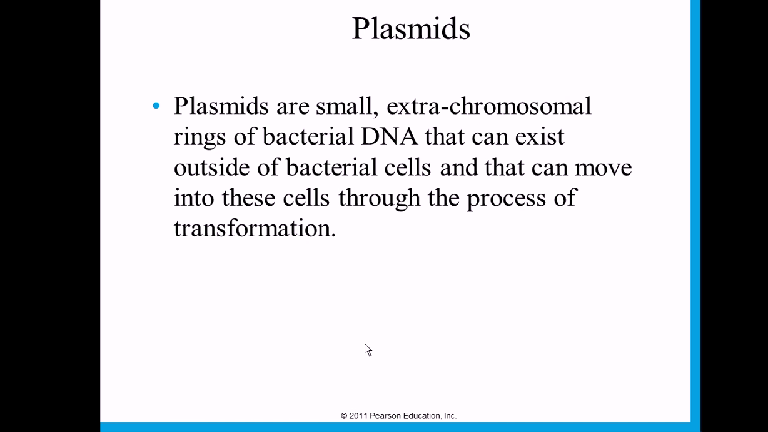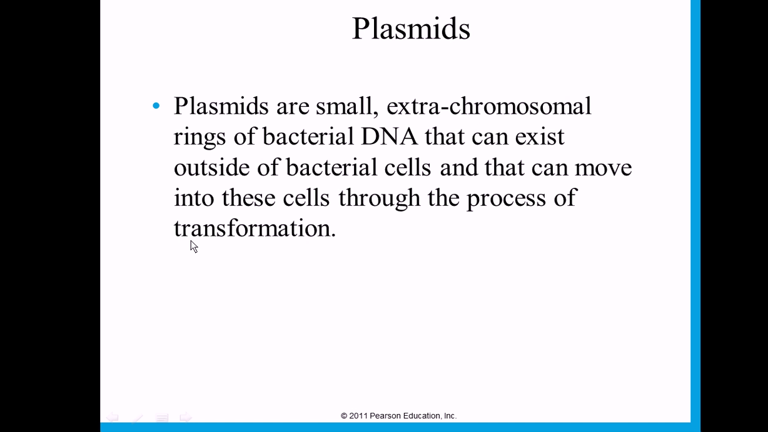Now the next term we need to know is plasmids. Plasmids are also present in bacteria. If you remember, bacteria are prokaryotic organisms, and they have only one single chromosome and no nucleus. But these bacteria have some extra chromosomal DNA. So it's very important to know that bacteria have one single chromosome, but in addition they have extra chromosomal rings of DNA. Those rings are circular, they are called plasmids, and they carry very important genes. Plasmids are small extra chromosomal rings of bacterial DNA that can exist outside of bacterial cells, and that can move into these cells through the process of transformation.